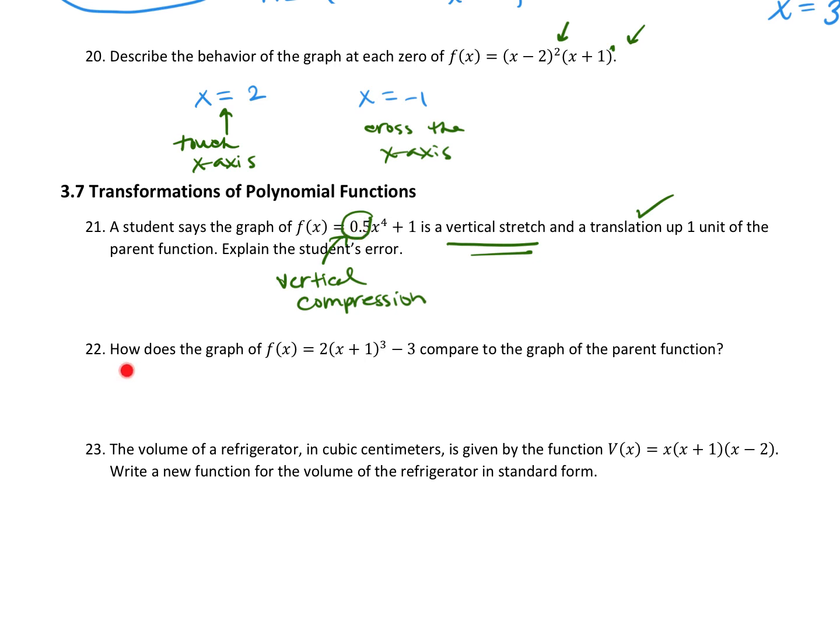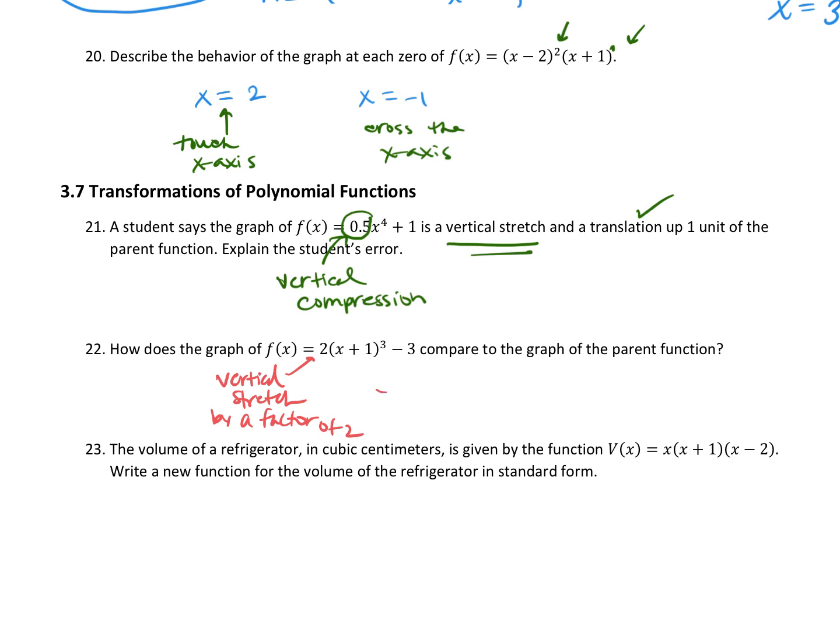All right, number 22. How does the graph of f of x equals 2 times x plus 1 cubed minus 3 compare to the graph of the parent function? Well, let's go through all the parts here. We have a 2 out front. That's a stretch or compression because that number is greater than 1. That is a vertical stretch by a factor of 2.